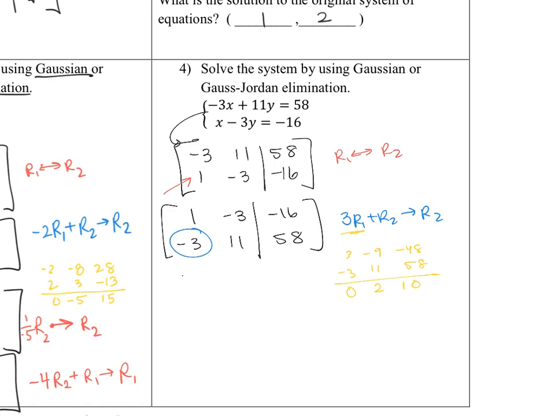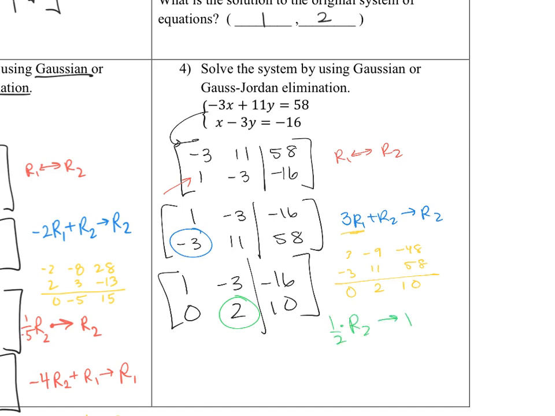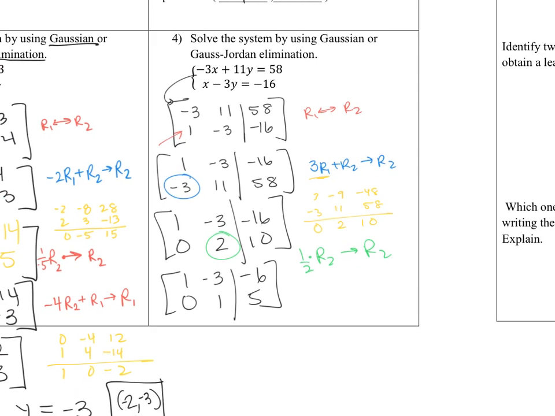So my system will be 1, negative 3, negative 16, and then 0, 2, 10. My next goal is to make that 2 turn into a 1. So I'm going to take row 2 and multiply it by a half to make my new row 2, which will be 0, 1, 5, with row 1 still 1, negative 3, negative 16. If I stop now, that's using just Gaussian elimination, and then I'll use back substitution. I'm going to stop this time, but if you want to keep going, your next goal would be to make negative 3 become a 0.